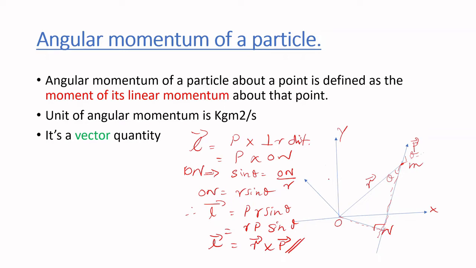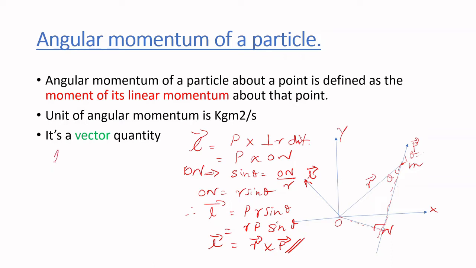So where is vector L found? Vector L is found in a plane perpendicular to the plane containing R and P. So this is the direction of the vector L. The conditions under which L becomes 0 are similar to the conditions we learned in the previous video for torque to become 0.